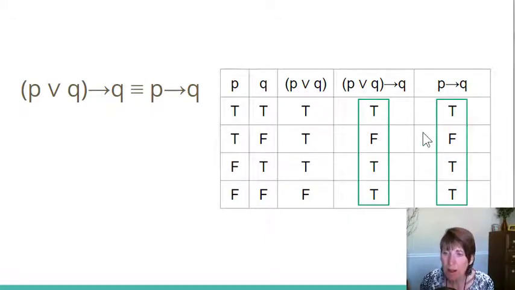And when you compare these in each case, so when every combination of true and false, the result is exactly the same. And that means that these 2 propositions are logically equivalent. And that's how you identify logical equivalence.